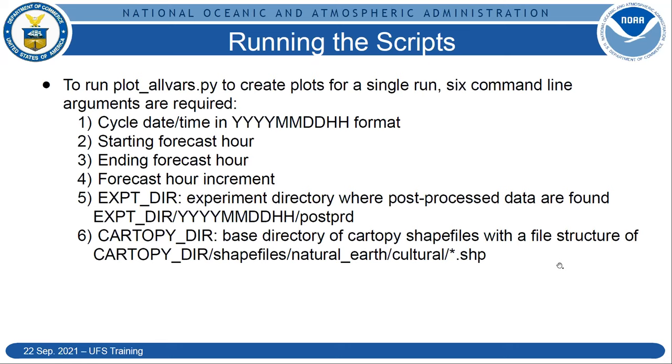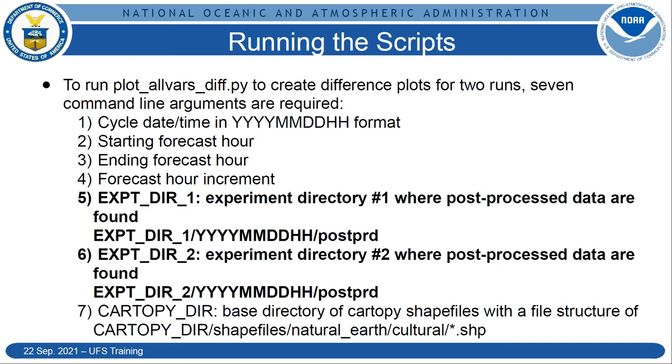So then if you want to run the difference plotting script, which creates difference plots for two model runs, instead of 6 command line arguments, you now need 7. The one difference here being that instead of one experiment directory, you now have 2 experiment directories, so experiment dir 1 and experiment dir 2. But otherwise, the command line arguments are exactly the same for both scripts.